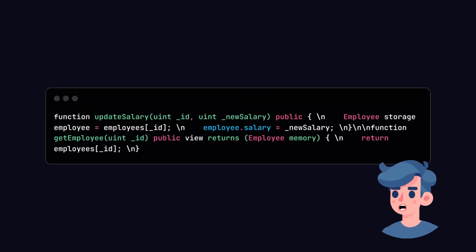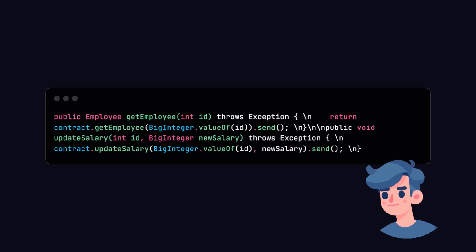Now, let's implement methods to fetch employee details and to update an employee's salary. The smart contract will also need corresponding methods for these functionalities. In the update salary method, we find the employee by their ID and update their salary. In the getEmployee method, we retrieve the employee details based on their ID. Now let's move to our Java code to call these functions.